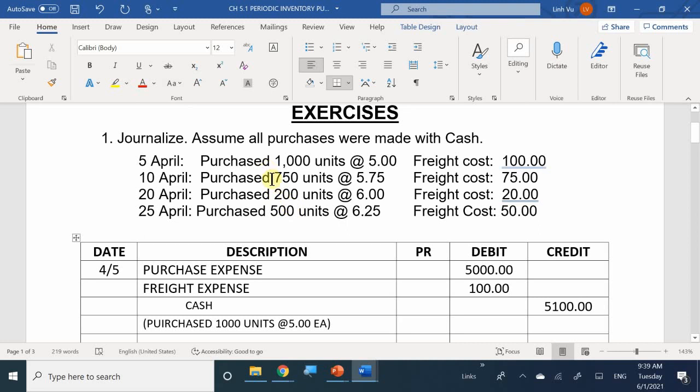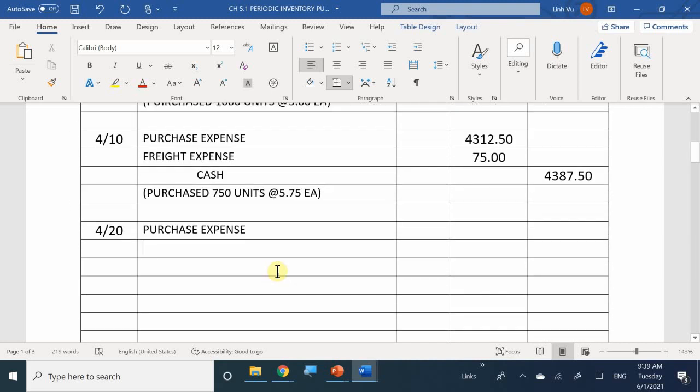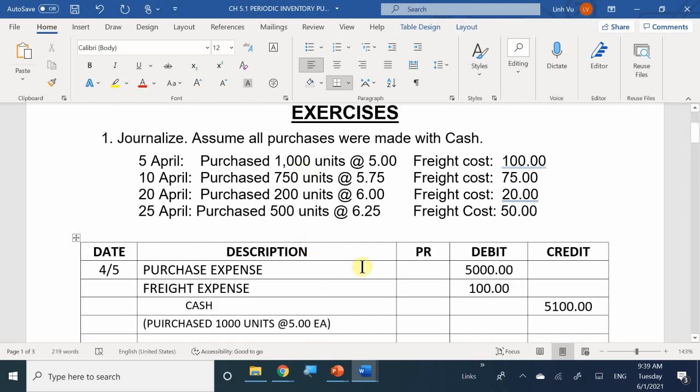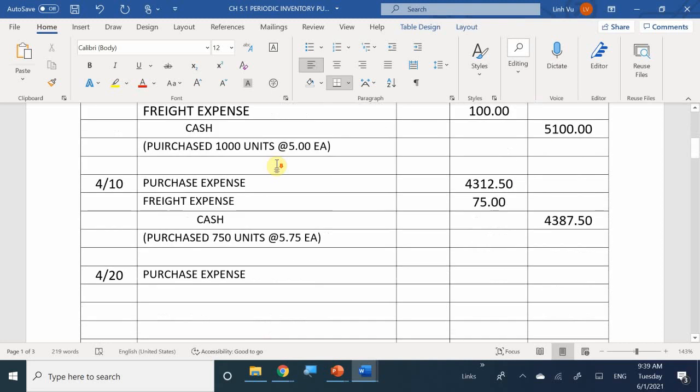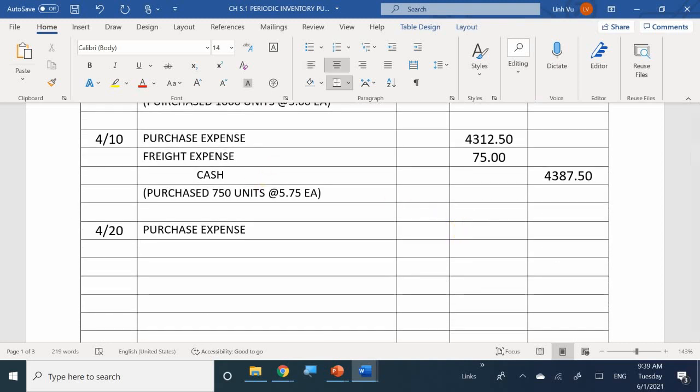No, that's not right. So what's my total purchase expense here? Is it $1,200? 1,200, right? Because we're taking our 200 units that we purchased at $6 each. So here, 1,200, right? How much was my freight? No, $20. Good. So therefore, in grand total, how much did I pay? $1,220.